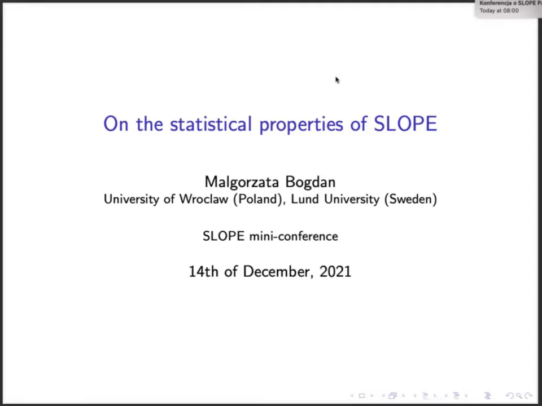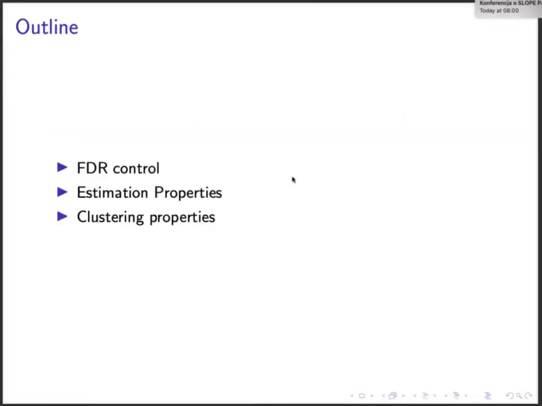And what I'm going to do is browse a little bit through what we know about the statistical properties of SLOPE, to basically let you know why we are interested in these methods. Many of the results which I'm going to show you are the results of my colleagues, not necessarily mine. I'm going to spend a little bit of time on talking about FDR control, about estimation properties together, and at the end of the talk, I will talk a little more about the clustering properties.